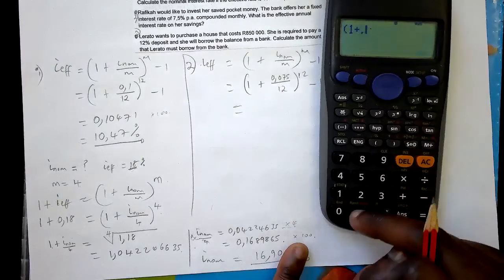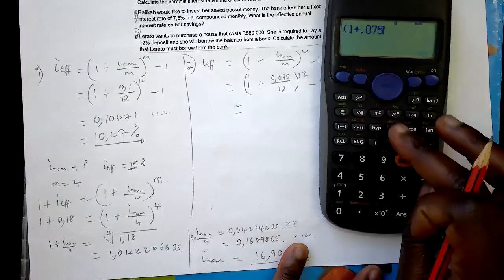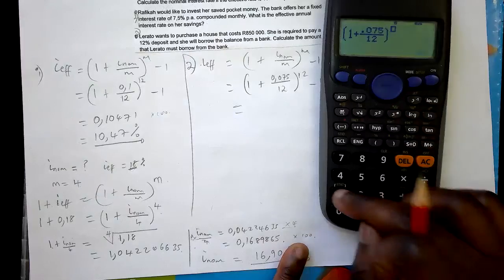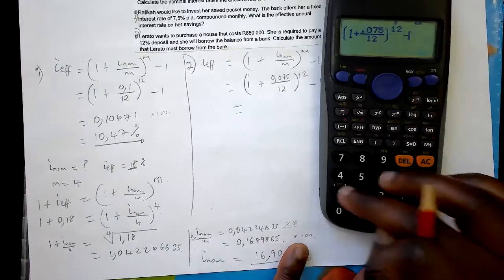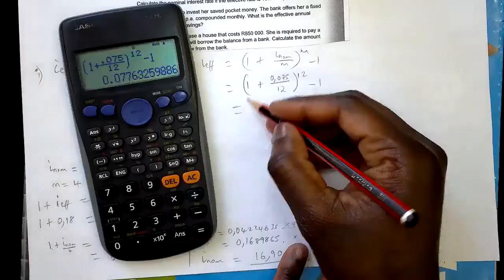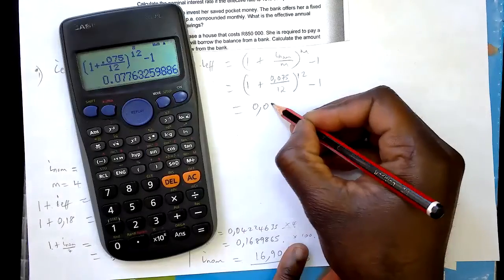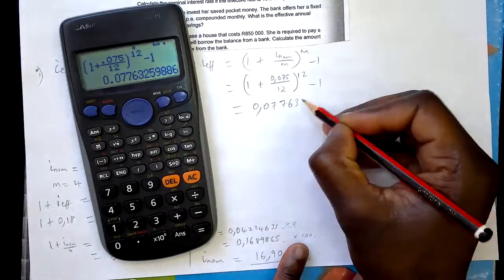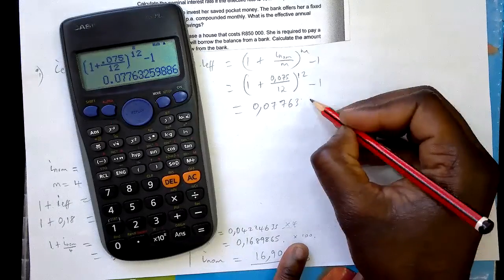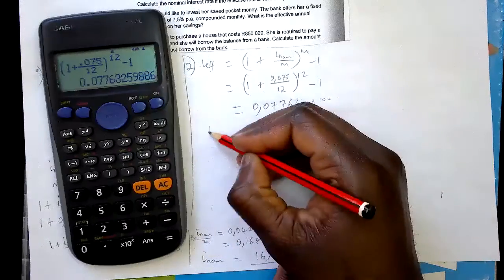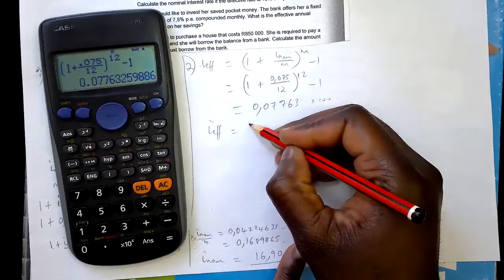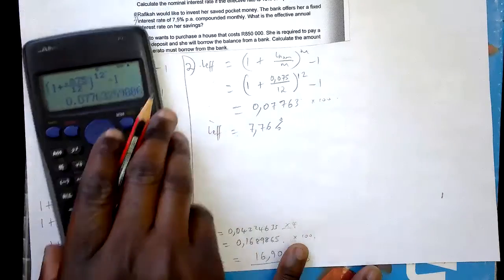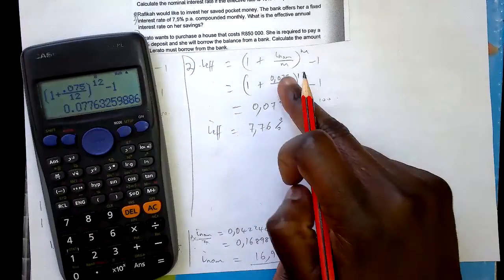Plus 0.75 over 12 to the power of 12, minus 1. We get 0.0763, times 100 so that we can get a percentage. I effective is going to be equal to 7.76%. So effective is always above nominal, which is 7.5%.